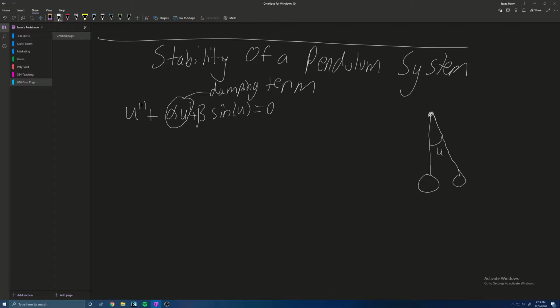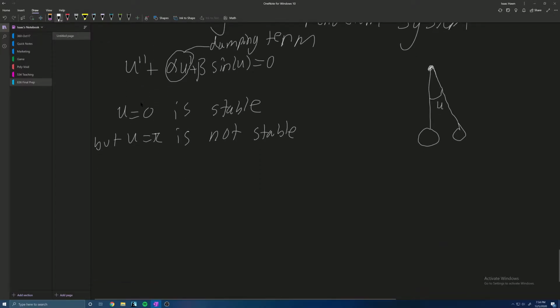So we want to discuss the stability of this. Namely, we want to show that u equals 0 is stable, but u equals pi is not stable. All right, we're going to determine that here. Now we need to define a couple of terms. Actually, we're going to be proving that u equals 0 is asymptotically stable.